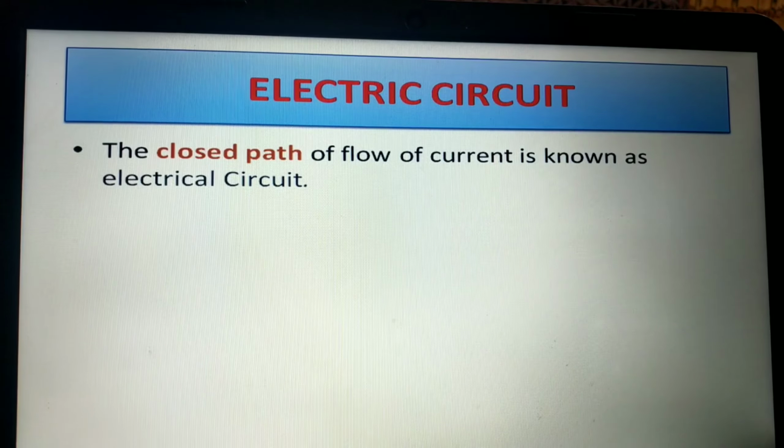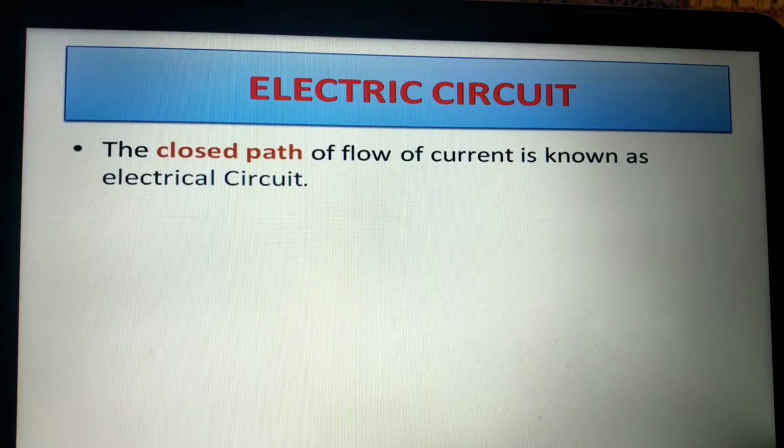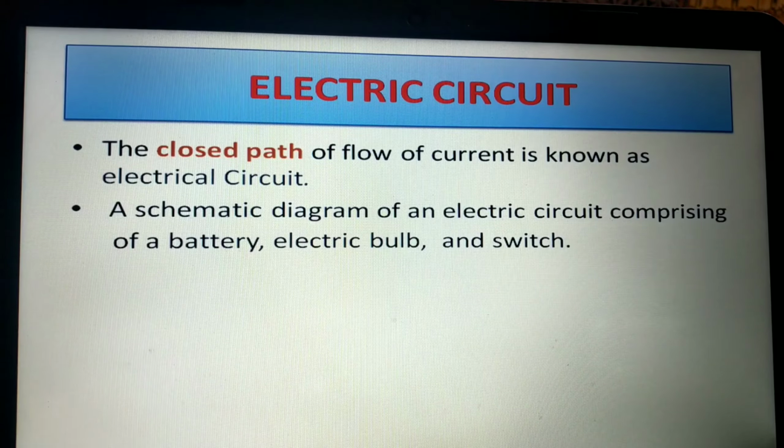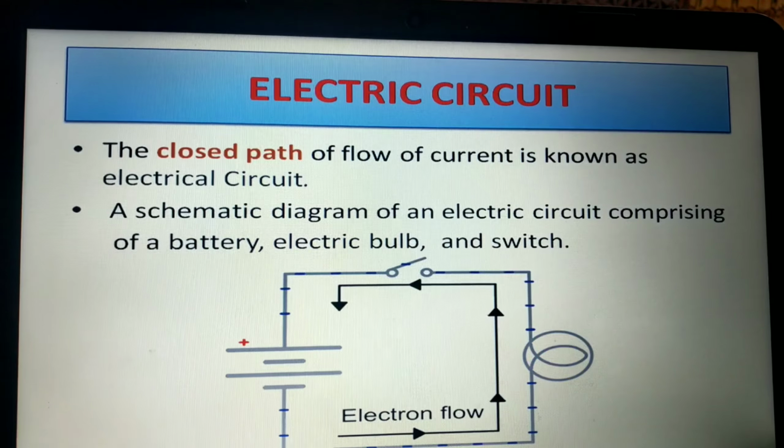Now the electric circuit. The closed path of a flow of current is known as an electric circuit. A schematic diagram of an electric circuit is given, in which a battery, electric bulb and switch are connected. When the switch is closed, the bulb will glow, and when the switch is open, the bulb will not glow.